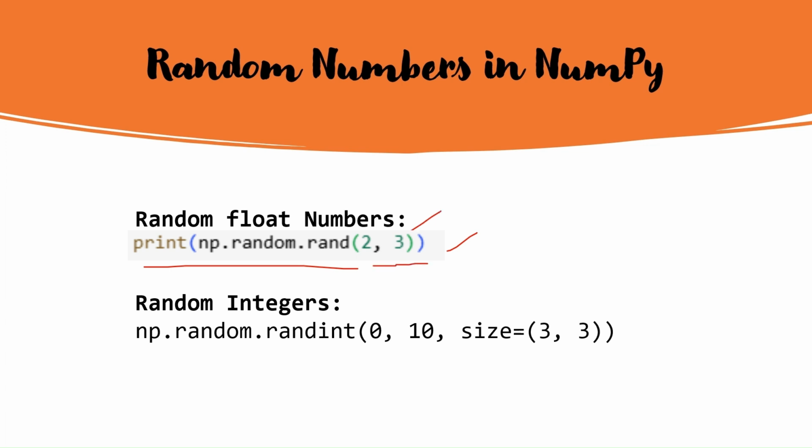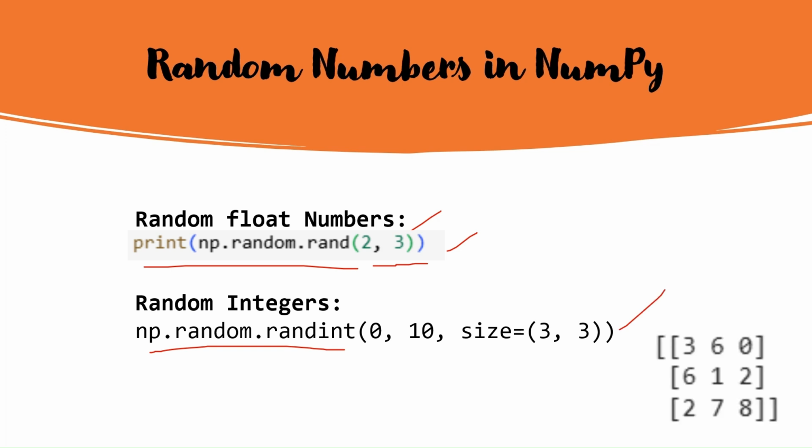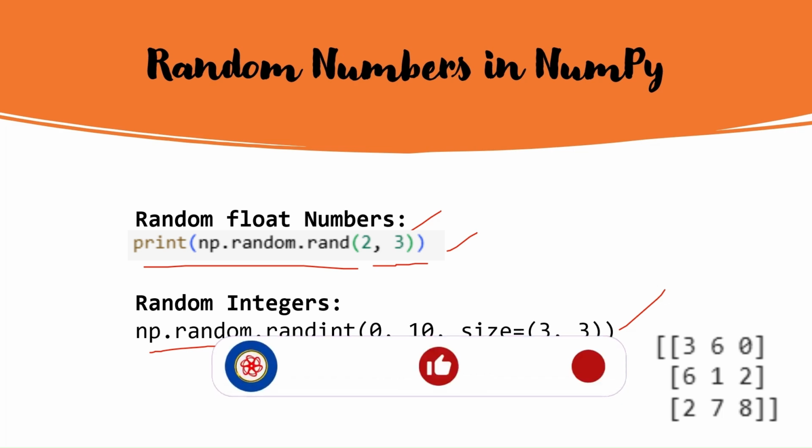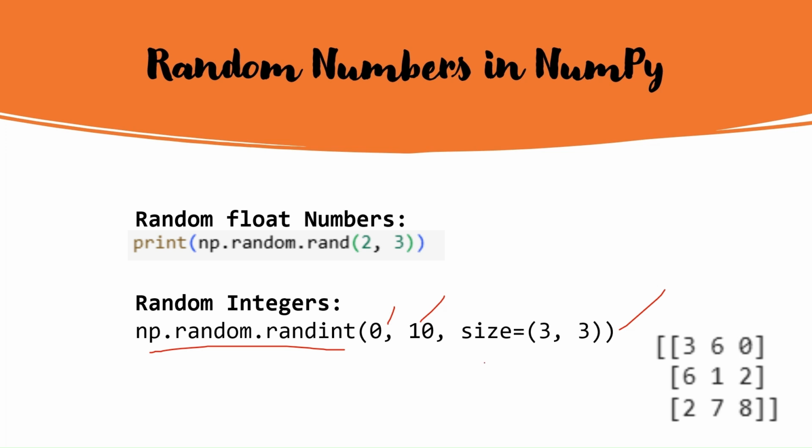And to generate random integers, we use np.random.randint. Executing this code generates a 3 by 3 array, meaning 3 rows and 3 columns filled with random integers. These integers are uniformly distributed in the range between 0 and 10. And the size parameter specifies the shape of the output array, which in this case is 3, 3. These random number generation functions are useful for a variety of applications such as statistical analysis, testing, and simulations.